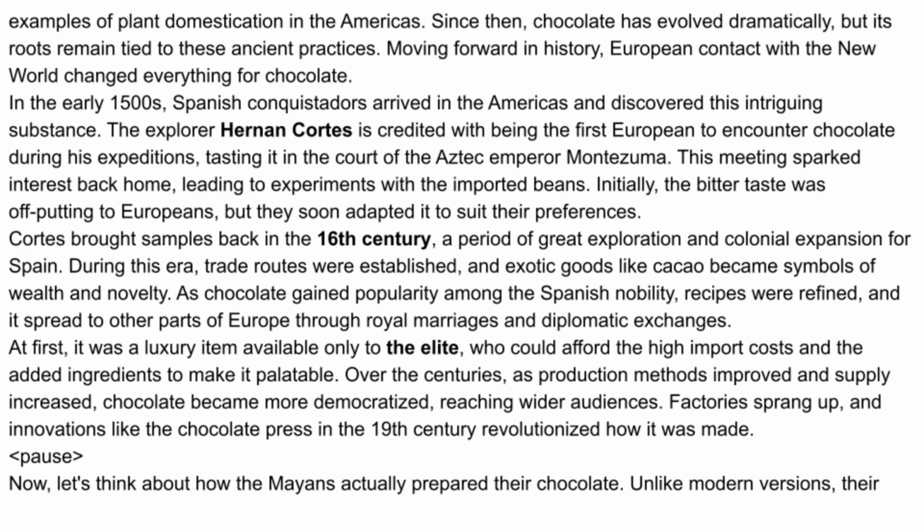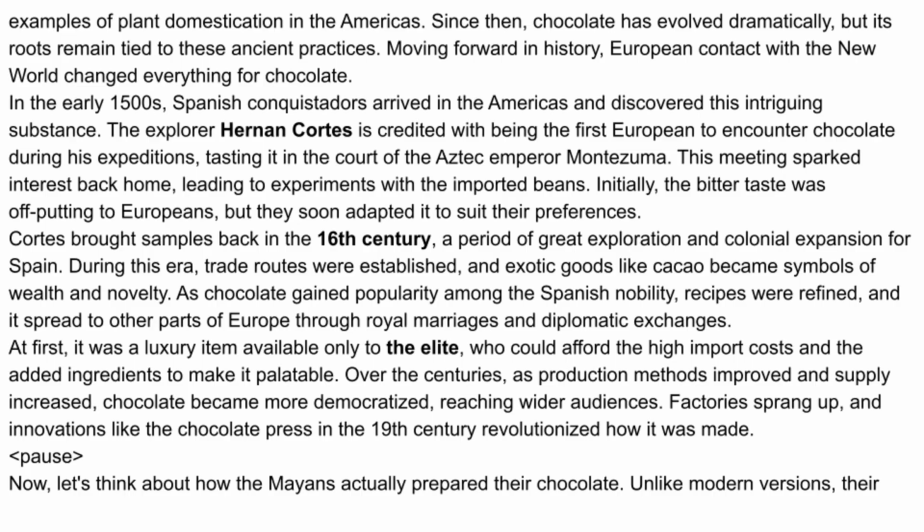As chocolate gained popularity among the Spanish nobility, recipes were refined, and it spread to other parts of Europe through royal marriages and diplomatic exchanges. At first, it was a luxury item available only to the elite, who could afford the high import costs and the added ingredients to make it palatable. Over the centuries, as production methods improved and supply increased, chocolate became more democratized, reaching wider audiences. Factories sprang up, and innovations like the chocolate press in the 19th century revolutionized how it was made.